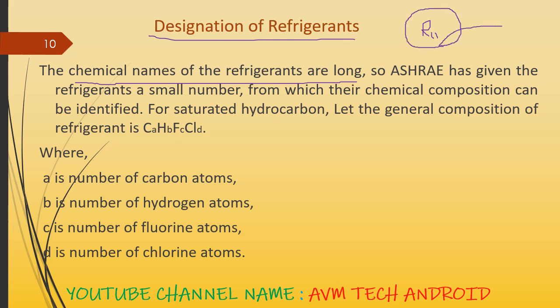So if we do not want to remember the chemical name, we simply say that it is R11. But if R11 is given to us and we want to know its chemical formula, we are going to discuss that part. As the chemical names of refrigerants are too long, ASHRAE, the American Society for Heating, Refrigeration and Air Conditioning Engineers, has given each refrigerant a small number from which its chemical composition can be identified.